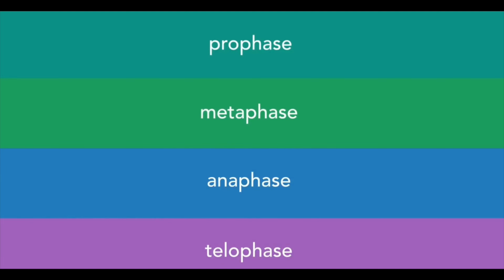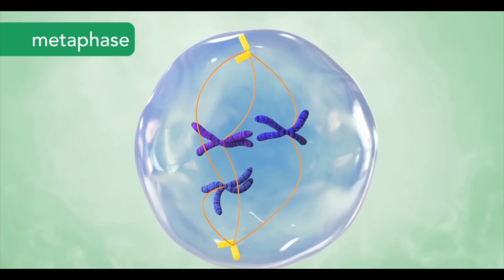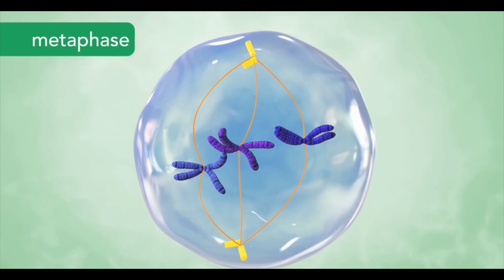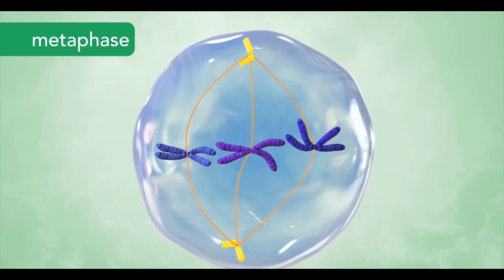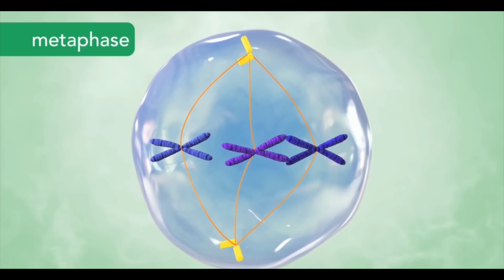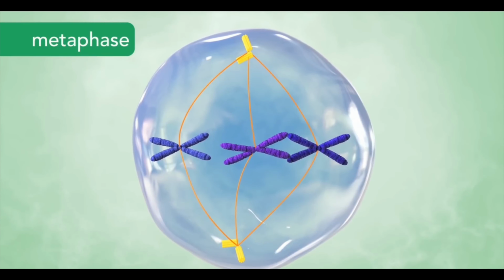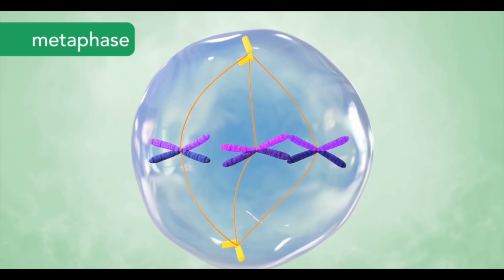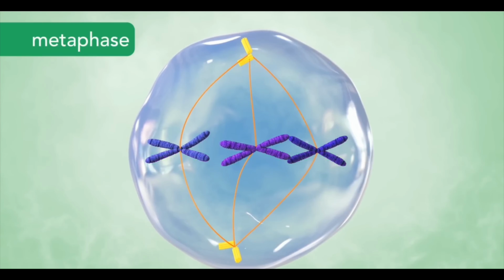Next, the cell enters metaphase. The centrioles complete their movement to the poles of the cell, while the spindle fibers line up the chromosomes along the equator of the cell. The end-to-end alignment of chromosomes results in a sister chromatid on either side of the equator.